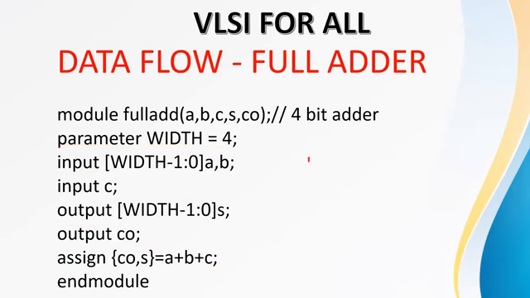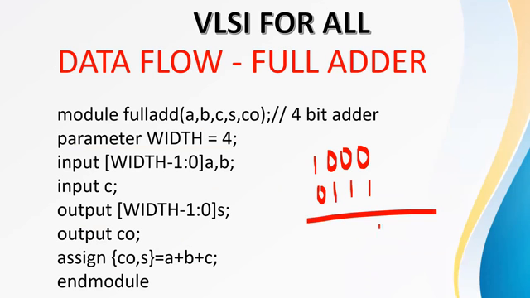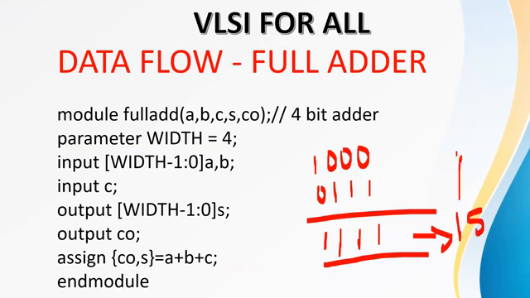Let us assume A is 1, 0, 0, 0, 0, 1, 1, 1. Okay, let us assume this. 0 plus 1 is 1. 1 plus 0 is 1. 1 plus 0, and 1 plus 0 is what? We have 1. Right? So we have totally 4 ones, which indicates 15, nothing but F. And we have no carry. So carry is 0, this C is 0, because we have not got any carry. And this 4 bits indicates sum.